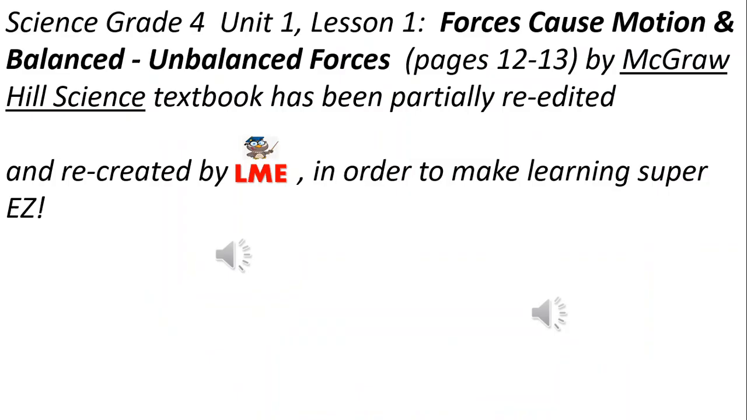Science Grade 4, Unit 1 Lesson 1. Forces cause motion and balanced or unbalanced forces, by Inspire Hill Science textbook, have been re-edited and recreated by Learning Made Easy, in order to make learning super easy.